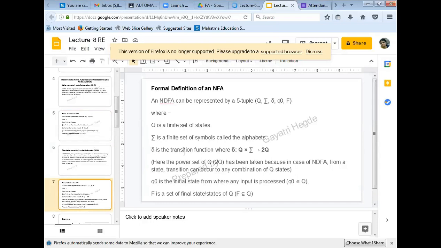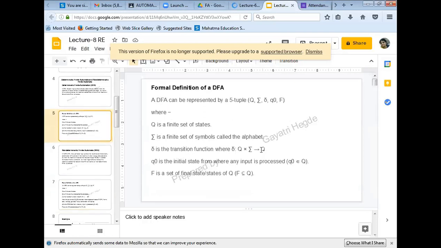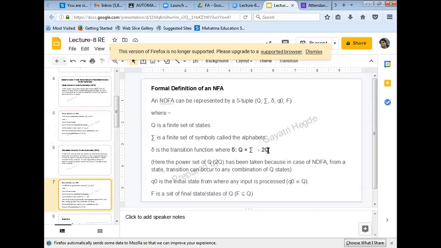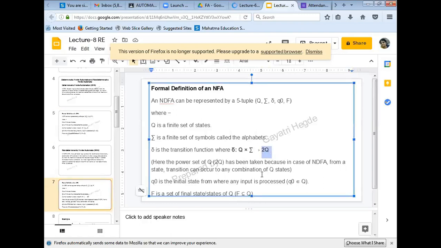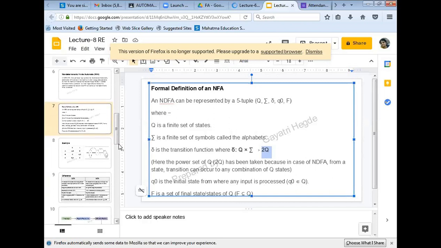Coming to your transition function, the current state mapped with input can give you any state, right? More than one state. In DFA, the next state is single. But here you can have any number of states. It is 2^Q, okay? So it gives you any number of states that it can go to. If I have three states in my machine, Q0, Q1, Q2, Q0 can go to Q0, Q0 can go to Q1, Q1 can go to Q2. So it can go to any state, okay? So this is the difference between DFA and NFA, deterministic finite automata and non-deterministic finite automata.